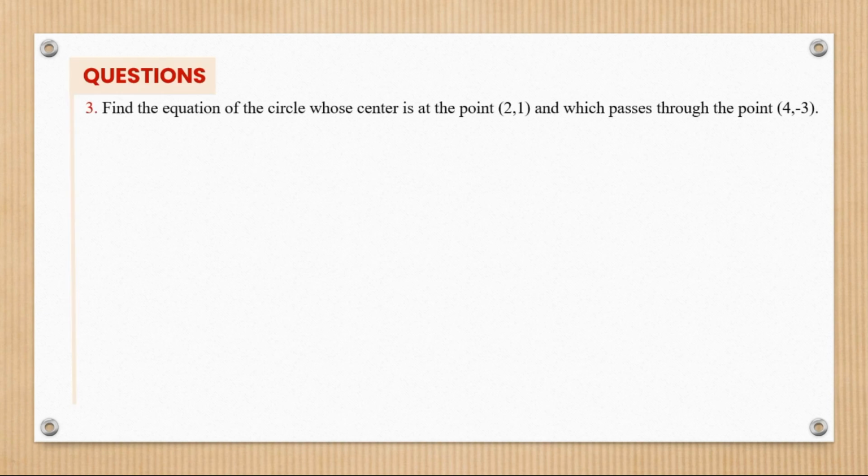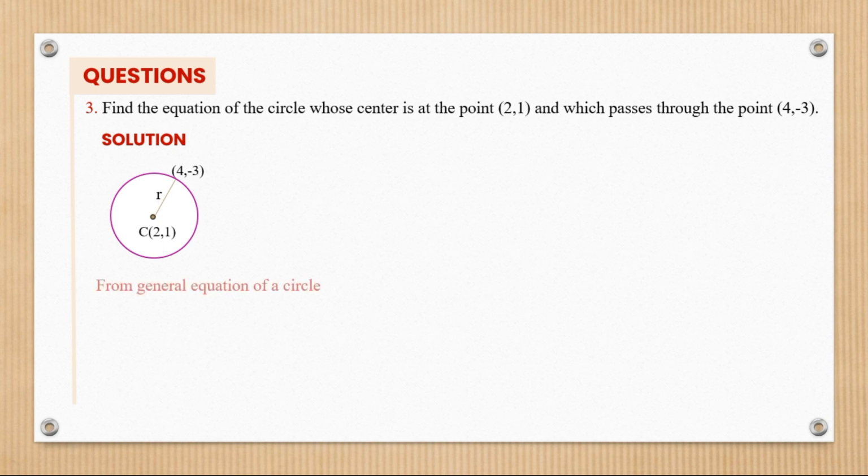Question 3. Find the equation of the circle whose center is at the point (2, 1) and which passes through the point (4, negative 3). So let's sketch this also. As you can see, the center is given as (2, 1). Then we've been told that it passes through the point (4, negative 3). So the difference here is we've not been given the radius. But how do we solve this?